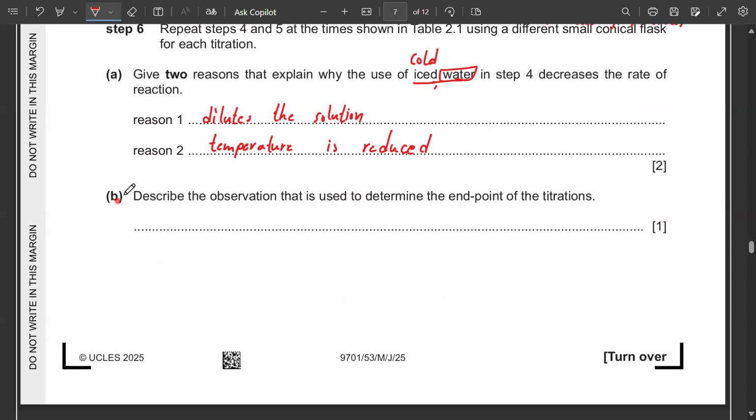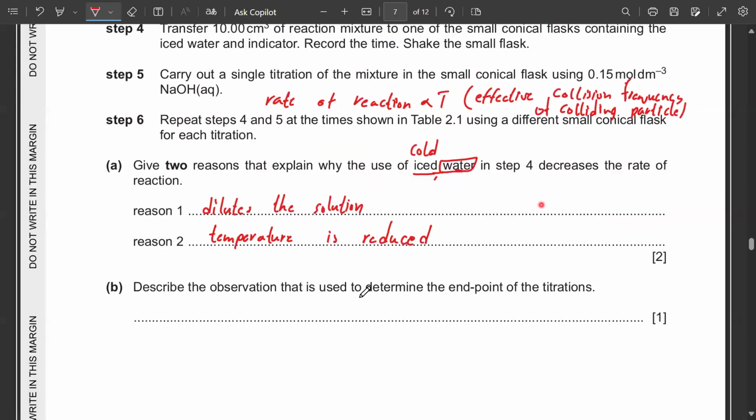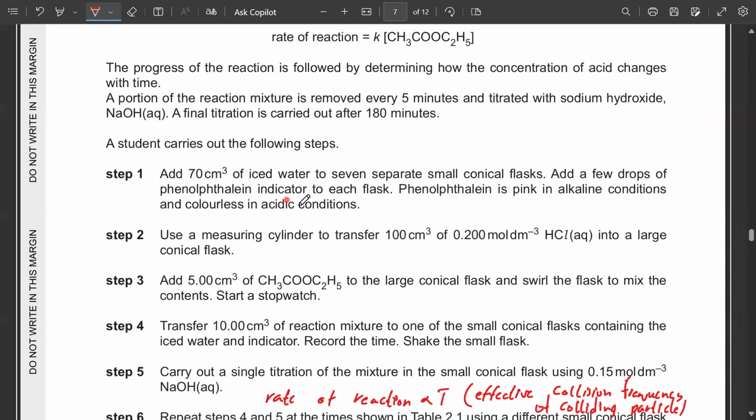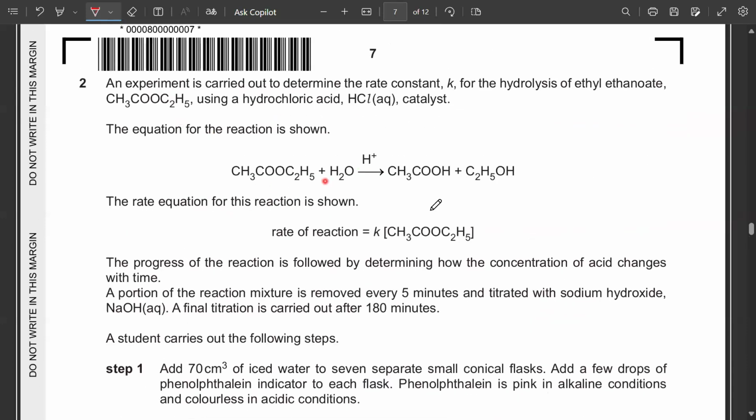Then B says, describe the observation that is used to determine the end point of the titration. Okay, now we need to go through the steps to see how we find the end point. Direction is mentioned here. This is ester, this is water, this is the hydrolysis reaction, if you remember in AS, in which the ester is broken down using the water in the presence of the acid to make the carboxylic acid and the alcohol.